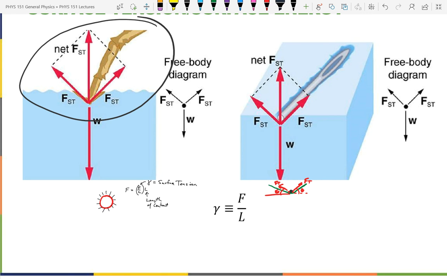So if I look at the picture of the water strider, there is a certain value for the surface tension of water. That surface tension depends on temperature, so you have to know the temperature of the water to do this calculation correctly. But I can say that the net force is equal to the surface tension times the length of contact. What was the geometry for that length of contact?